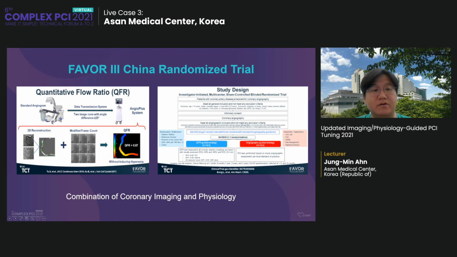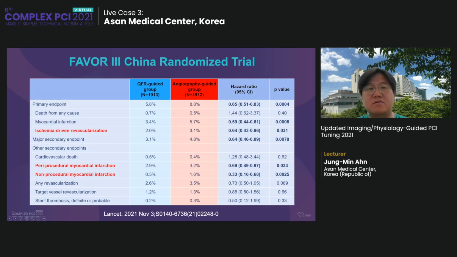It reconstructs the coronary angiogram and, considering the frame count, makes a numerical FFR value by calculating with a CFD system. So the QFR cutoff value is the same as FFR. Instead of direct pressure measurement, they used QFR for the revascularization guidance. They enrolled almost 4,000 patients, a very large clinical trial.